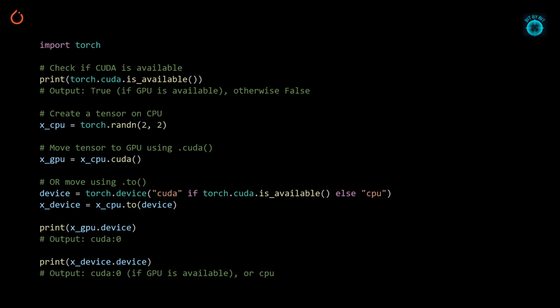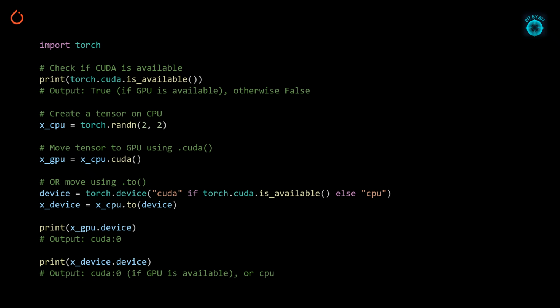Let's go through this code step by step to understand how GPU acceleration works in practice. First, we import the torch library. We check if CUDA is available by calling torch.cuda.is_available. This returns true if a compatible GPU is available, or false otherwise. Next, we create a random tensor on the CPU using torch.randn. To move this tensor to the GPU, we use the .cuda method. This allocates the tensor on the GPU memory.